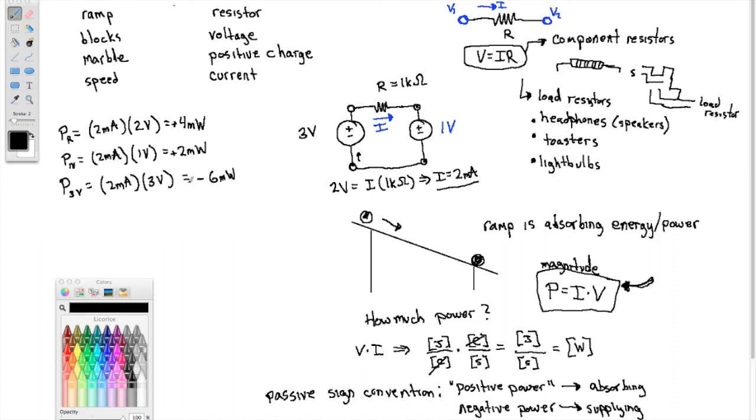Now, notice here when I add up all of the powers, that's 4 milliwatts plus 2 milliwatts minus 6 milliwatts. This is a closed system. It's a closed circuit. I get 0. That means that the power supplied is equal to the power absorbed.